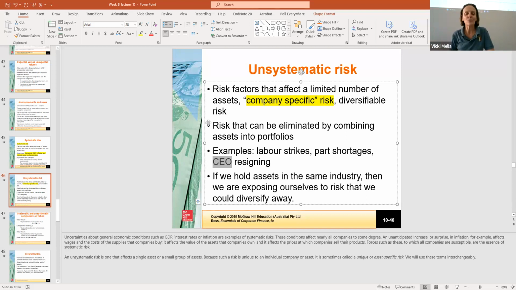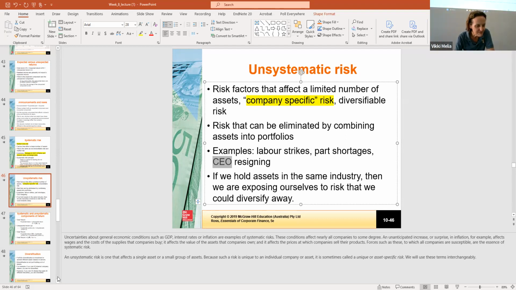The risk that you're reducing is the unsystematic risk, the company's specific risk. You can almost completely eliminate the unsystematic risk by having a well-diversified portfolio. I wouldn't say you can eliminate it 100%, but you can almost completely eliminate it by diversifying.